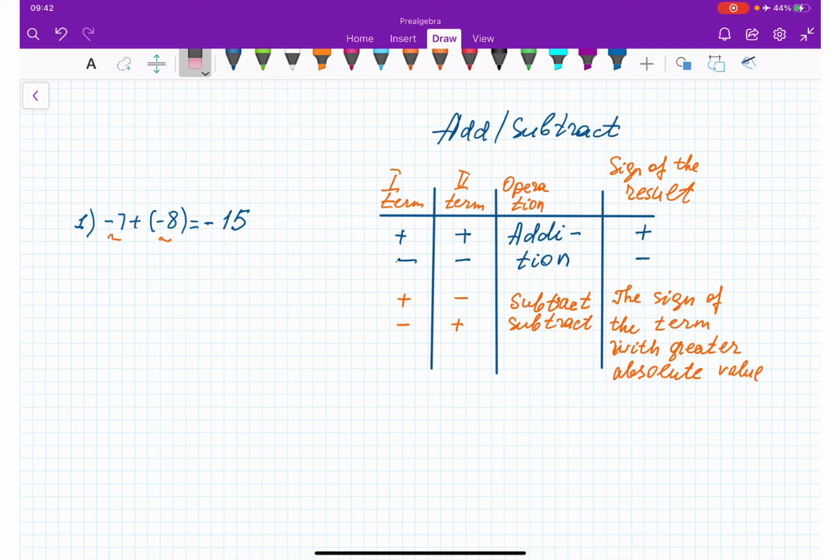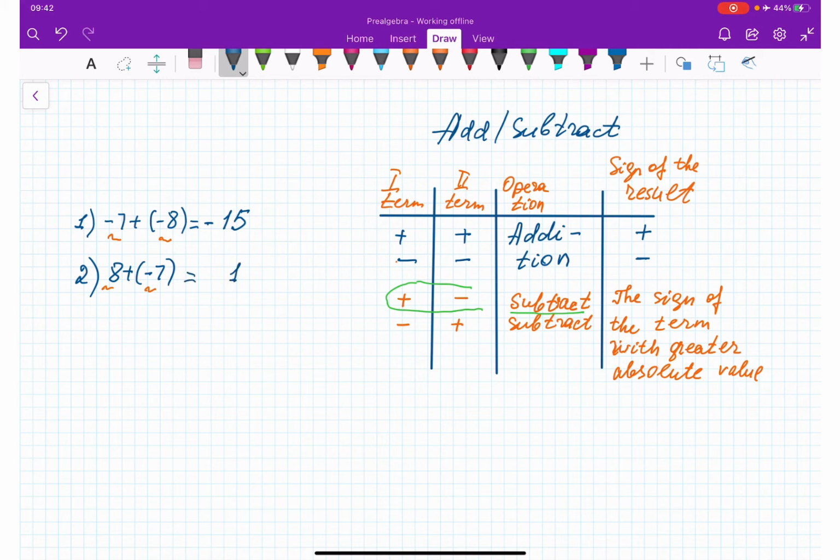Next. Question number 2. Eight plus negative 7. So the first term, 8, is positive, right? The second term is negative, negative 7. So we have positive and negative. It's going to be this one. Yes? Positive and negative. So what operation do we do? Subtraction, right? So 8 minus 7 is 1.